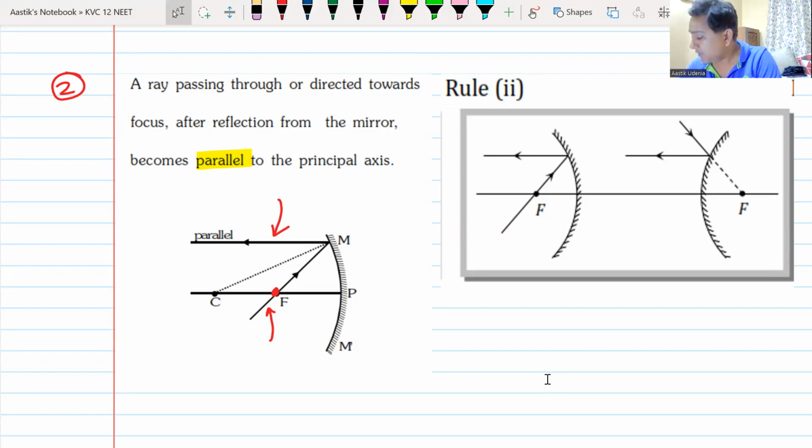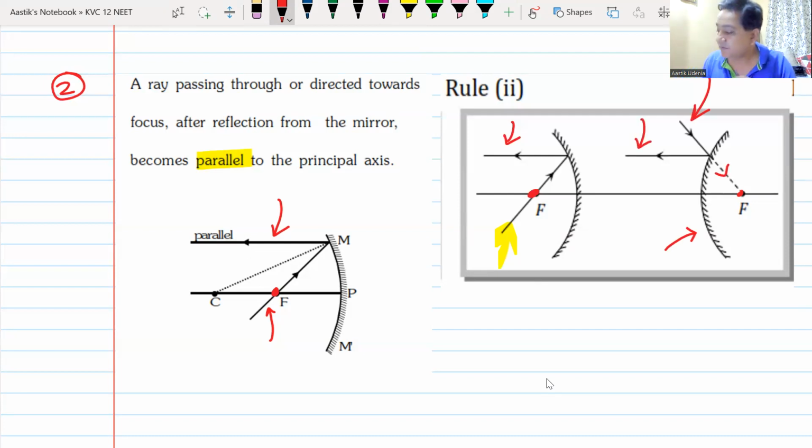Rule number 2 is the reverse of rule number 1. In rule number 2, you have a ray of light which is passing through the focus. After reflection, it becomes parallel to the principal axis. In the case of a convex mirror, it will be going towards the focus. It never reaches the focus, obviously. After reflection, it becomes parallel to the principal axis.